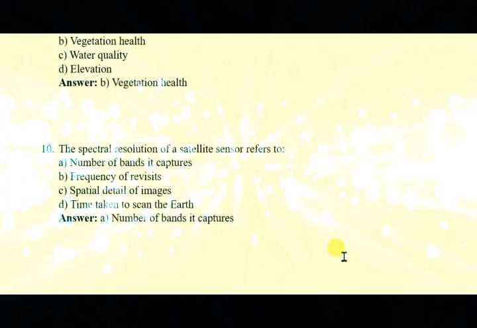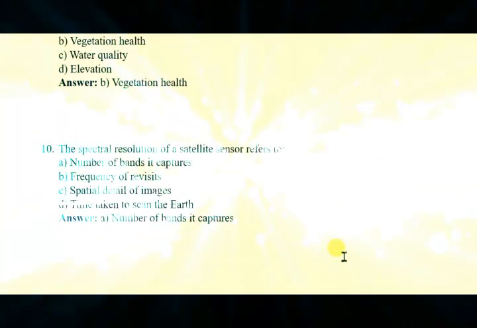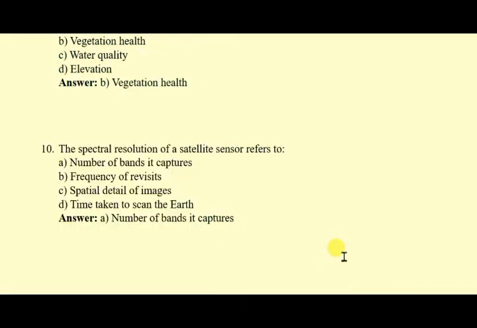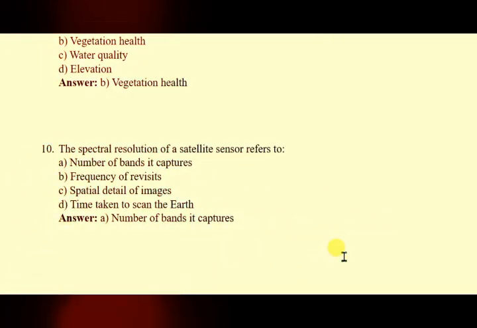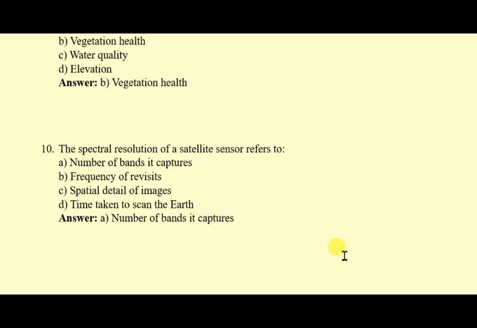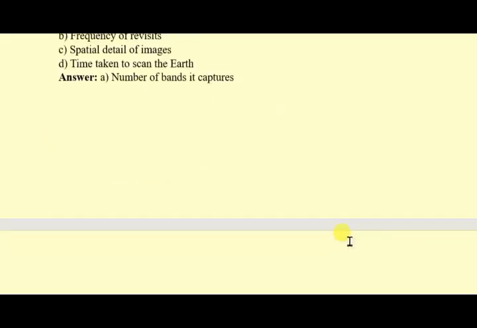Question number 10. The spectral resolution of a satellite sensor refers to: number of bands it captures, frequency of revisits, spatial detail of images, time taken to scan the earth. Here the right answer will be number of bands it captures. Here the question is spectral resolution, not spatial resolution, right?